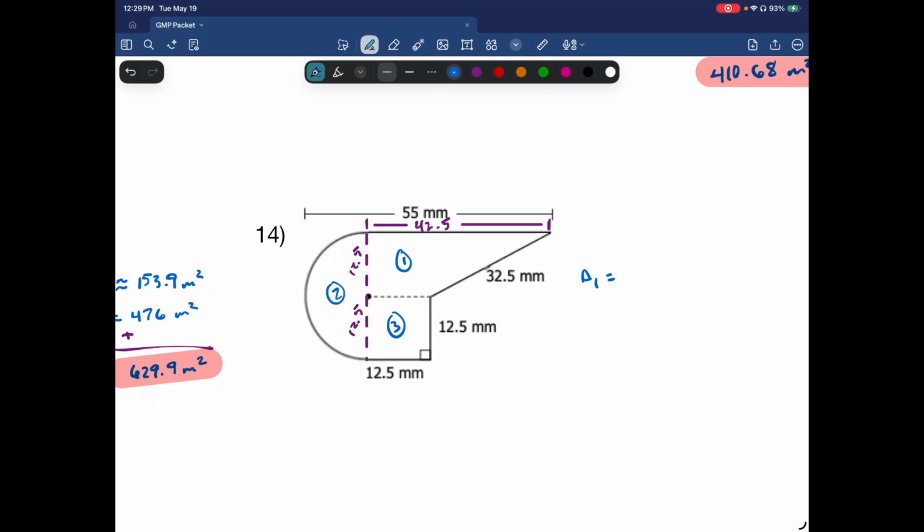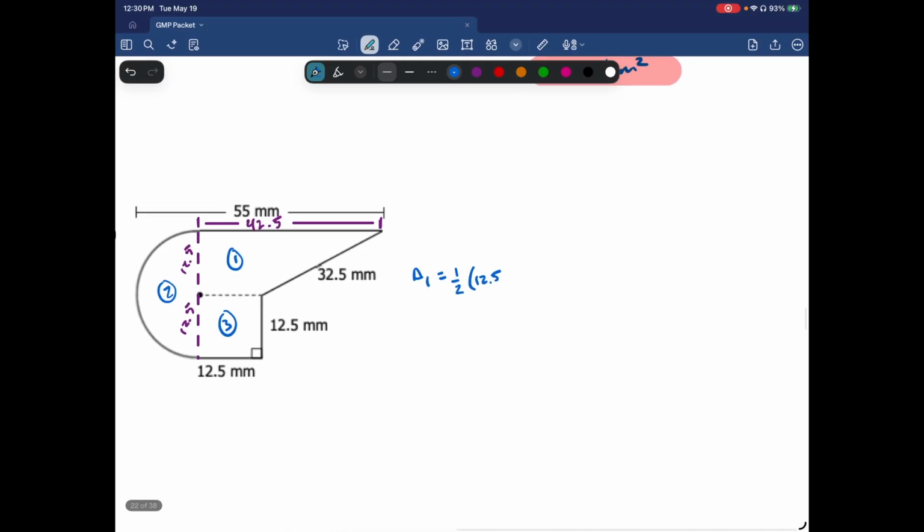Okay, all right, so trapezoid, that's going to be 1/2. My height is 12.5. And my sum of the bases is going to be 12.5 plus 42.5. And that's going to give me an area of 343.75 millimeters squared. My second area is going to be half that circle, pi 12.5 squared.